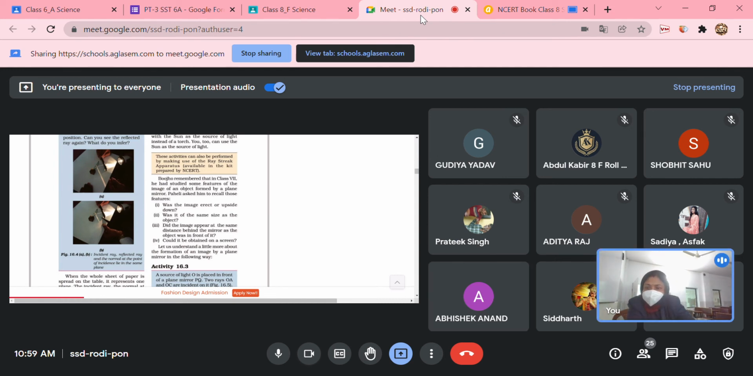Yes. So is there any doubt in figure 16.4? You can see it is showing the next law, that is, the second law of reflection. What is it? The incident ray, the reflected ray, and the normal lie on the same plane. That is the second law of reflection, and you can do it at home also with that activity.